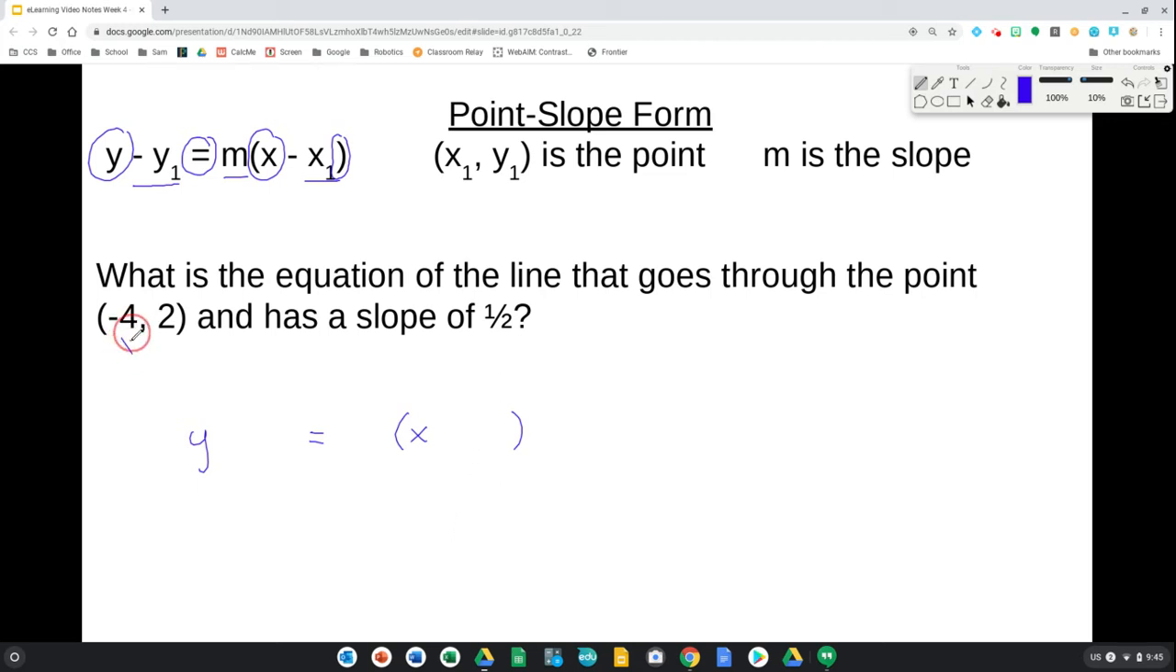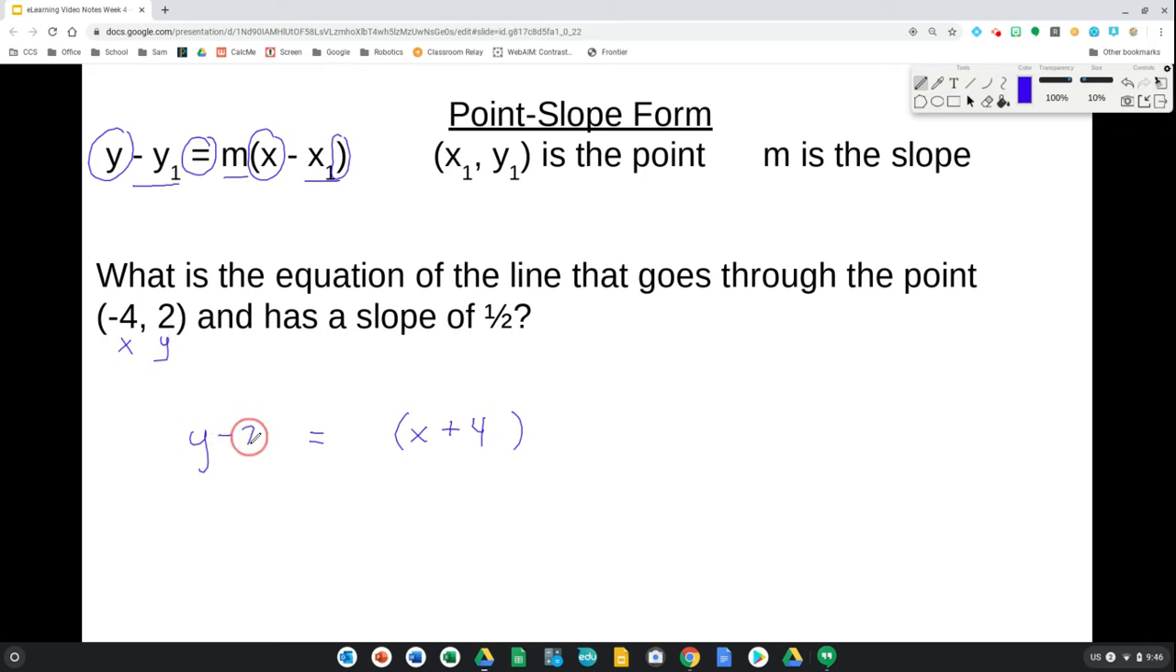So remember, (negative 4, 2), that's negative 4 is the x and 2 is the y. So we're going to put the negative 4 next to the x. The trick is you write down the opposite number because it says minus x1. So you're minusing a negative 4, which means you put down plus 4. Okay, the 2 goes next to the y, but again, you write down the opposite.